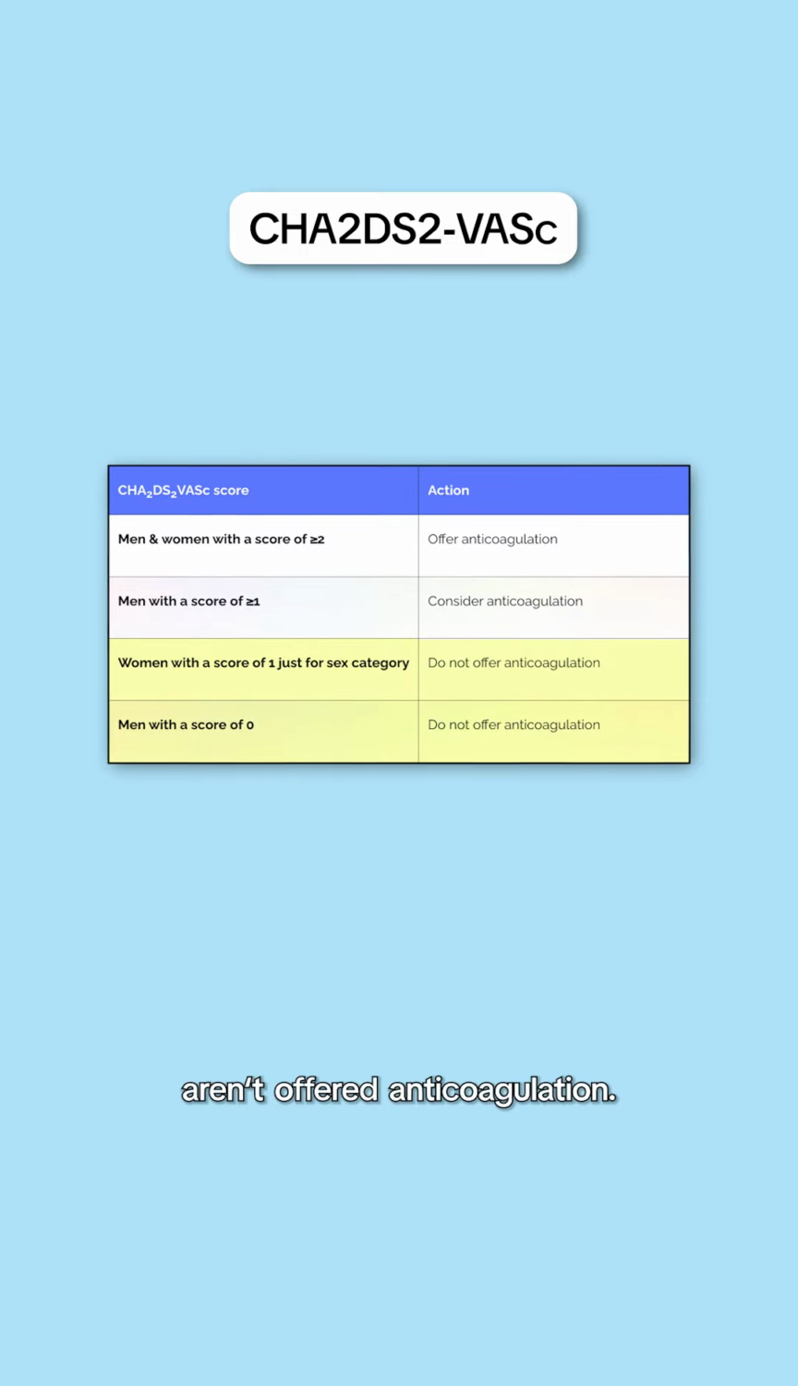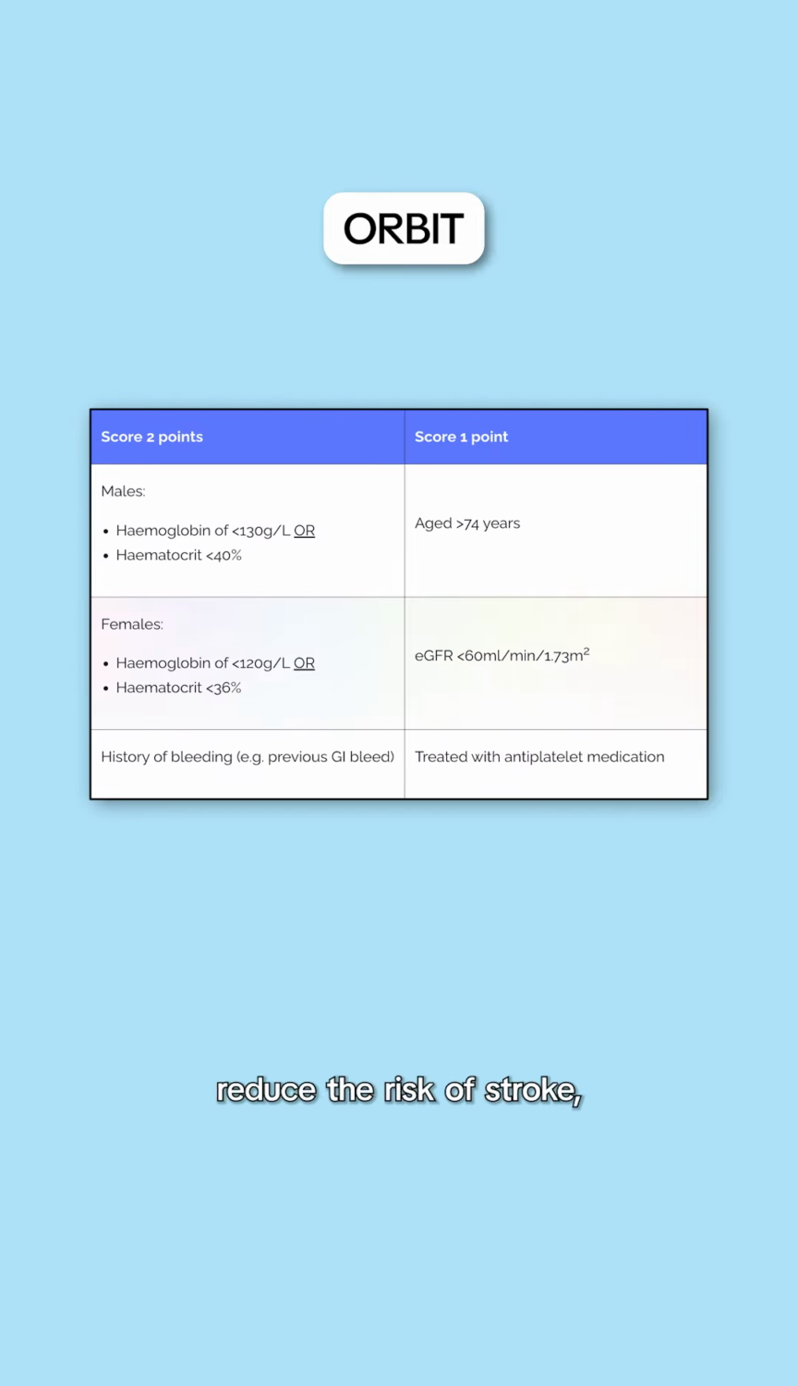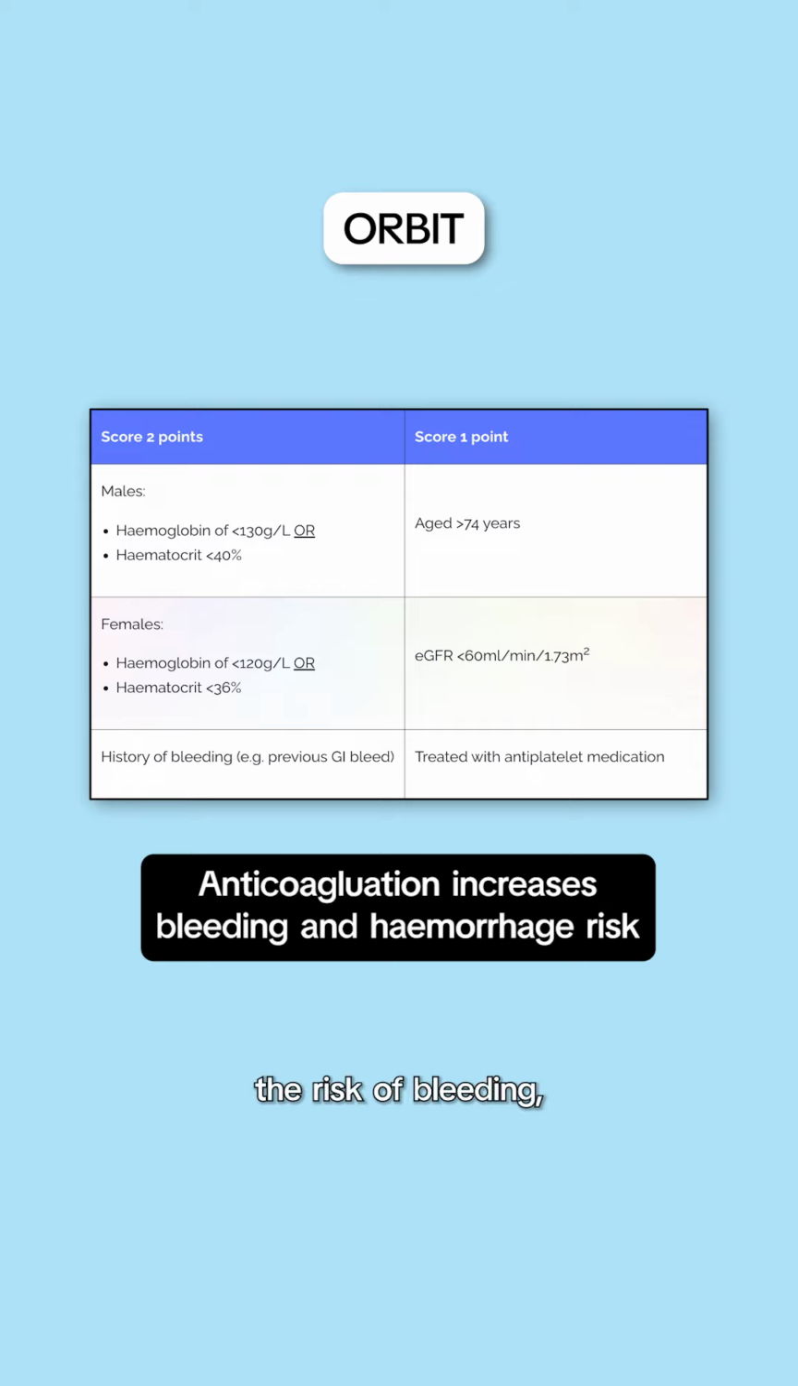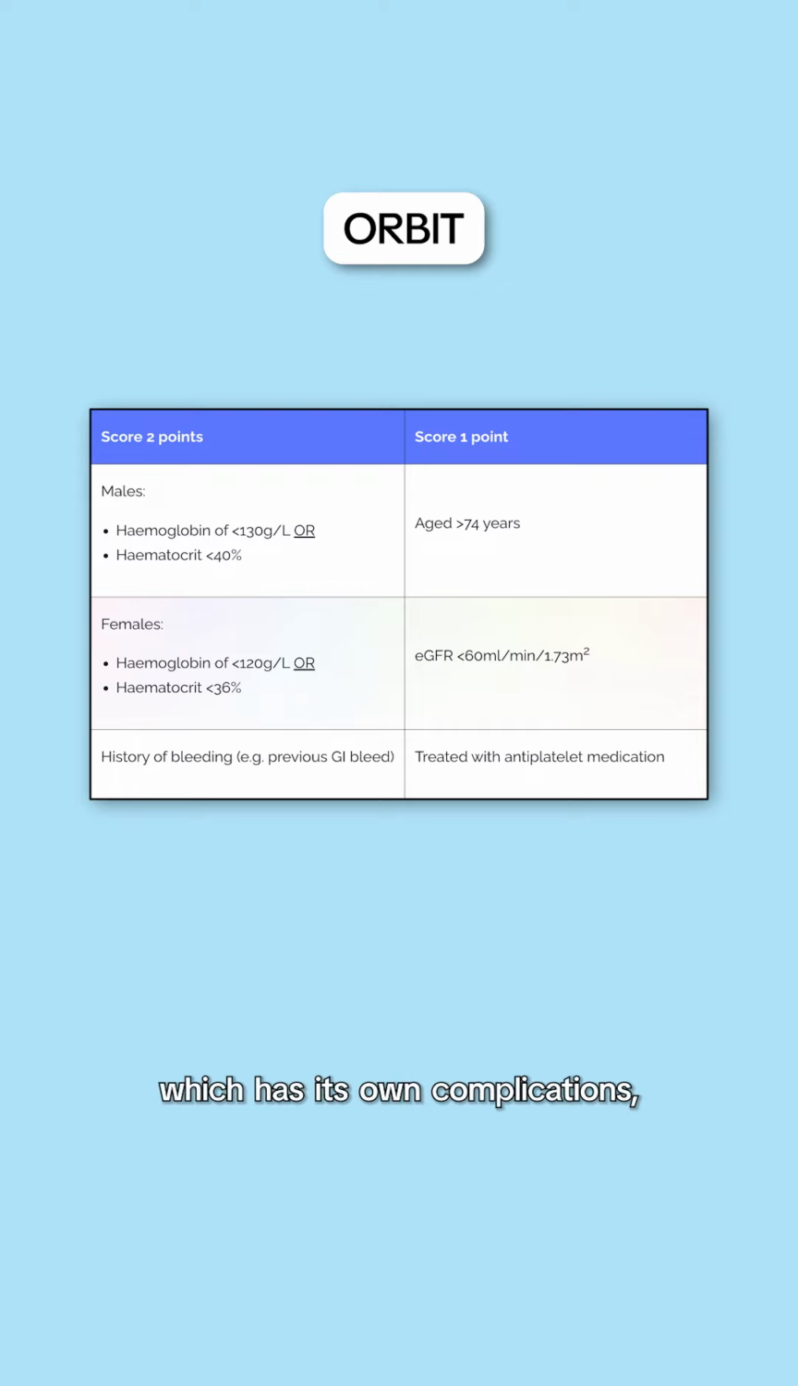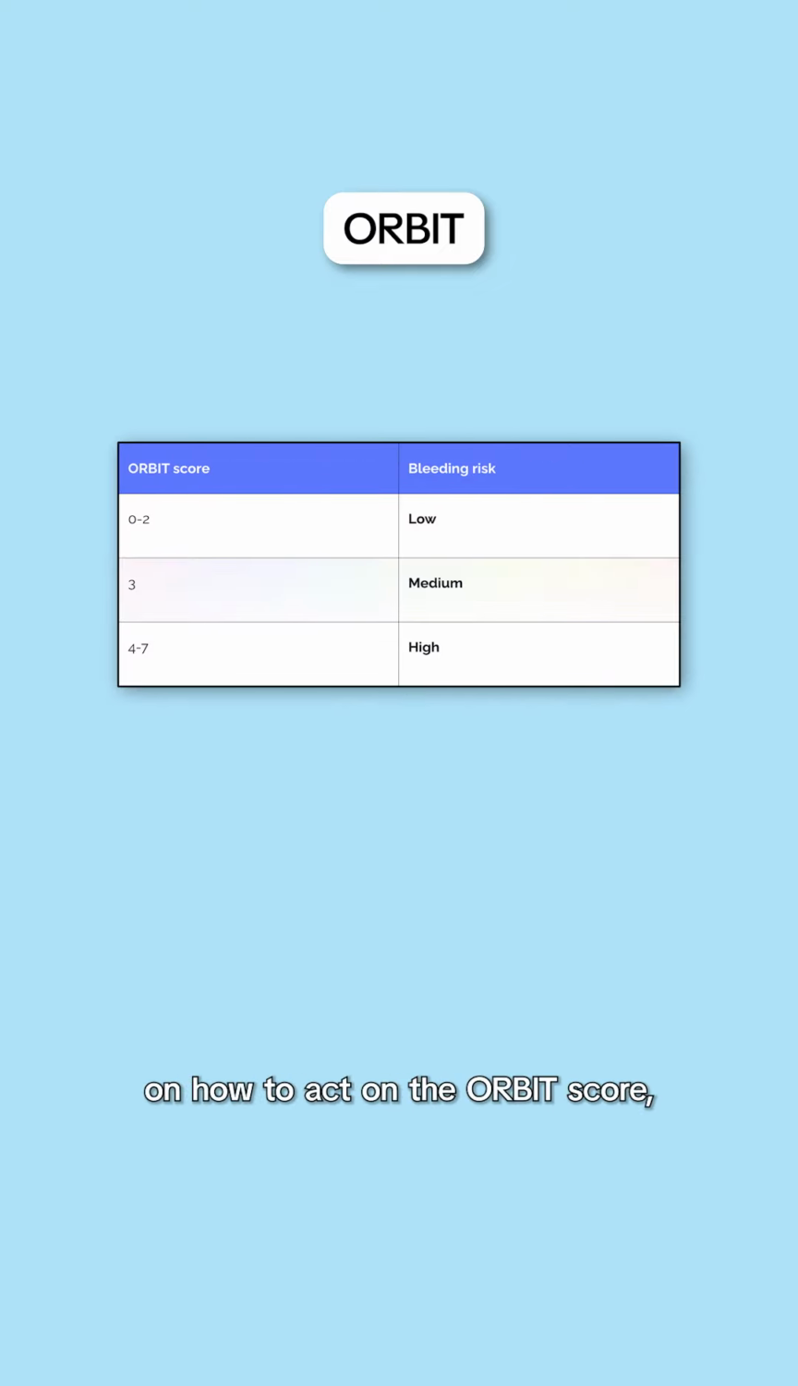offered anticoagulation. Anticoagulation does reduce the risk of stroke, but it also increases the risk of bleeding, which has its own complications. ORBIT is used to identify patients at high risk of bleeding and can be used in conjunction with CHA2DS2-VASc. There aren't formal guidelines on how to act on the ORBIT score, but it produces a table which can act as a guide.